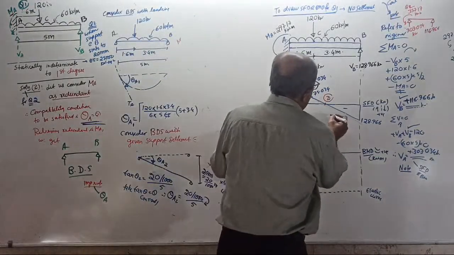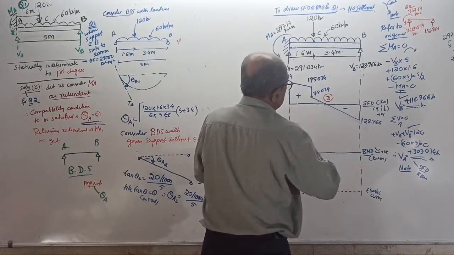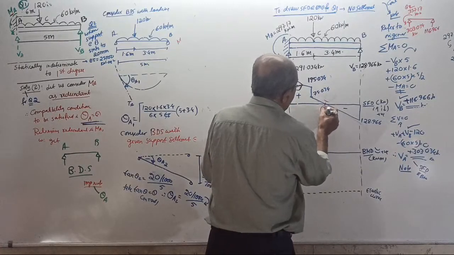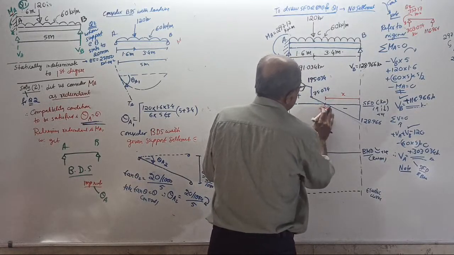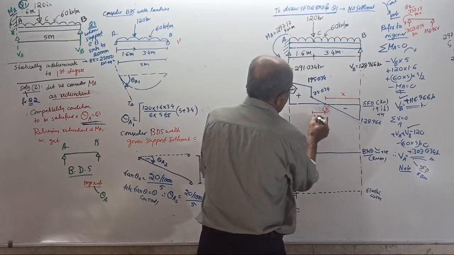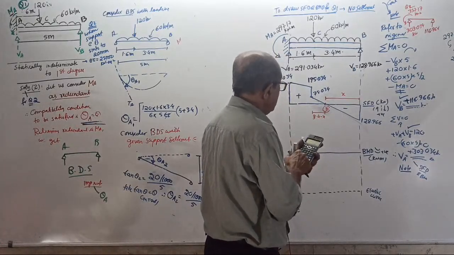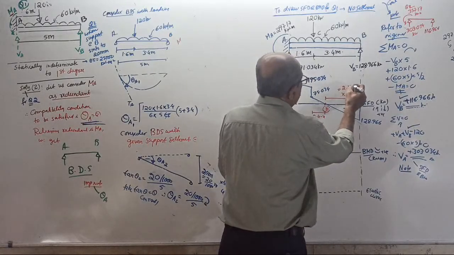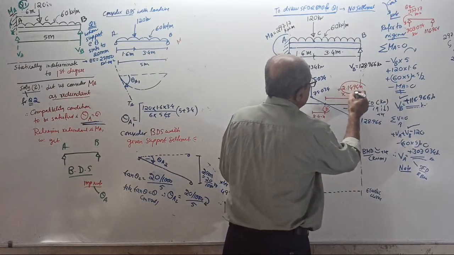Do one thing. Take this as x. D is here. It is D. New point. Take this as x. If that is x, this will become what? If it is a point D, this will become 3.4 minus x. You can do whatever you want, get the x value. It will come 2.14494 meter, sufficient, up to the second decimal.